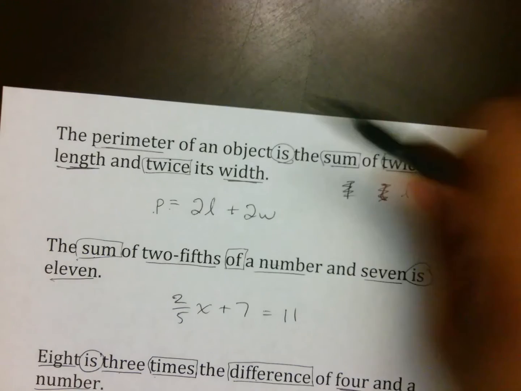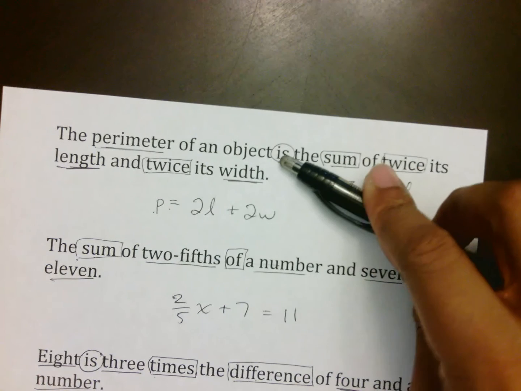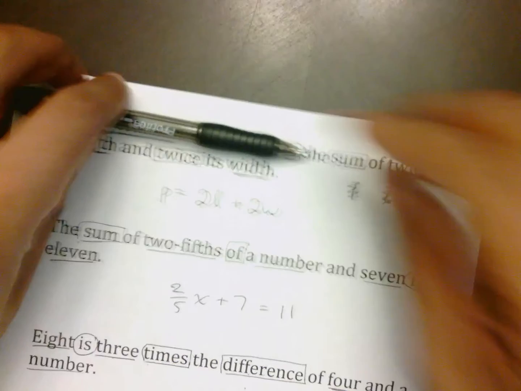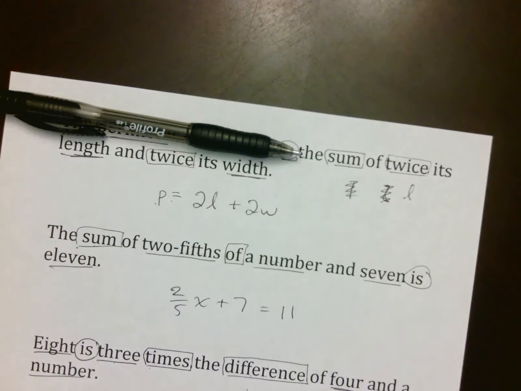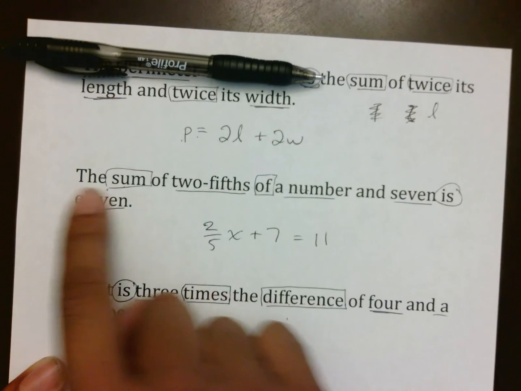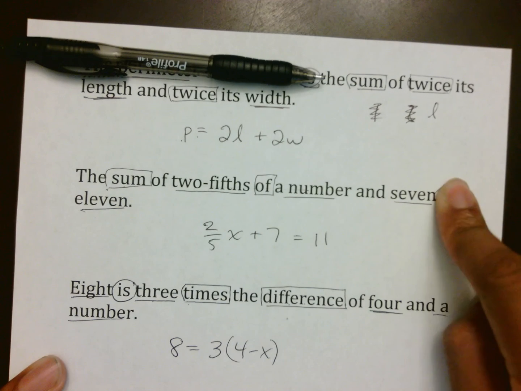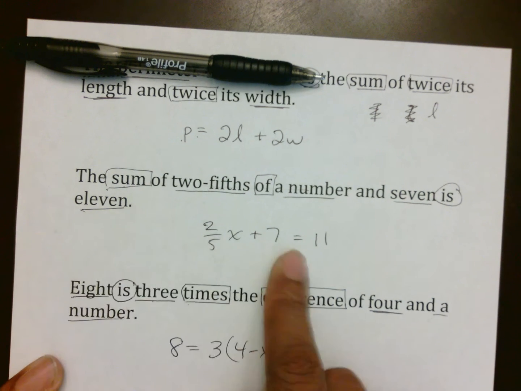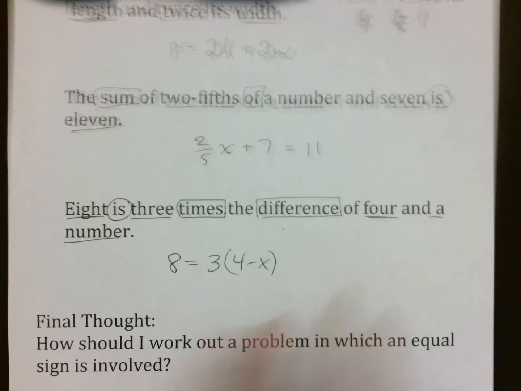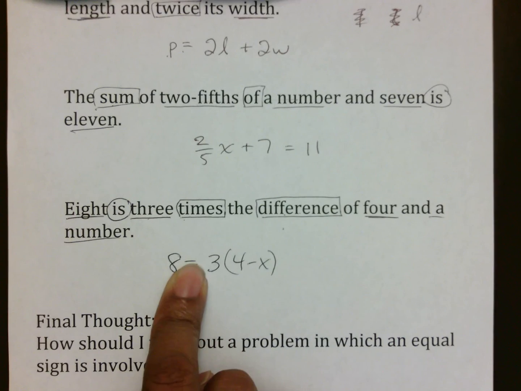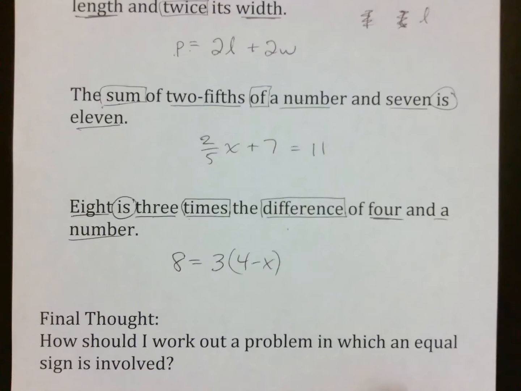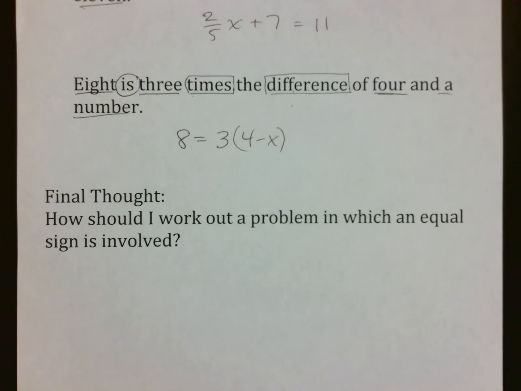For example, first thing we did, here's the "is," we turned the perimeter of an object into P. Then we wrote equals, and then we translated the sum of twice its length and twice its width. Here we did the sum of 2/5 of a number and 7, and we stopped. Then we turned that into equals, and then we did everything after that, which was your 11. Here the first thing we did was put 8 and equals, and then we focused on the second part. So pretty much the word "is" just separates it into two things, and that should help you to recognize what's going on with that.